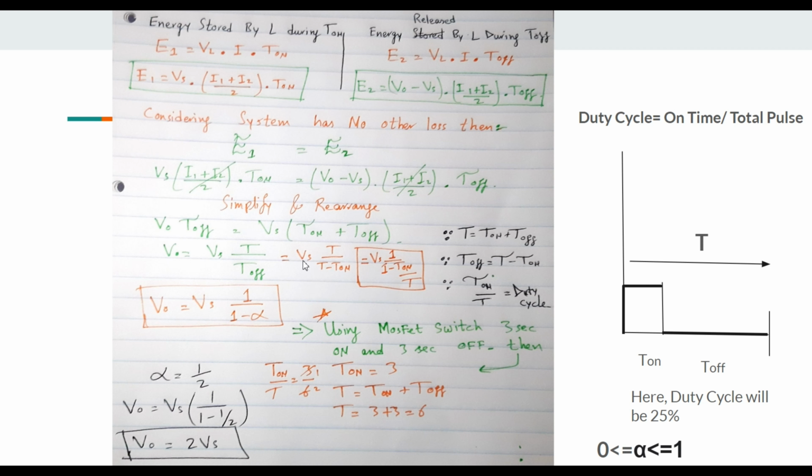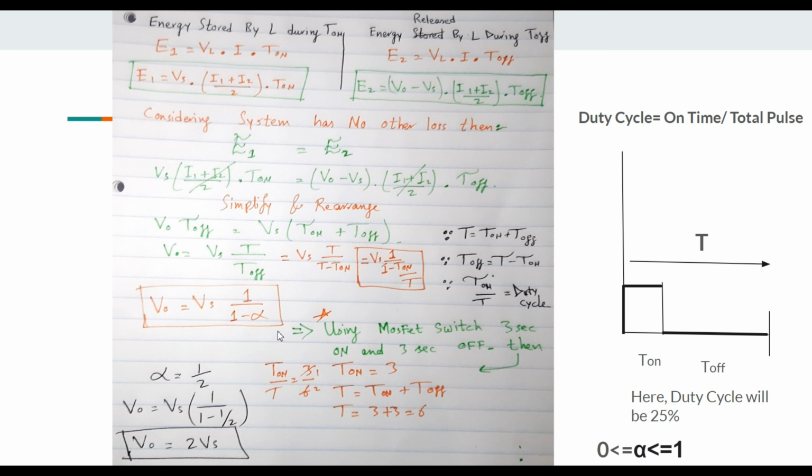In the same way, this T off can be T minus T on. We can just keep it like this. And from these three things, T over T minus T on, we take T common as the total pulse and we will have T on over T. This is the duty cycle. And what is duty cycle? Duty cycle is just the on time divided by the total pulse. Then we can represent the duty cycle with the help of alpha, as you can see here. So that is the final formula.